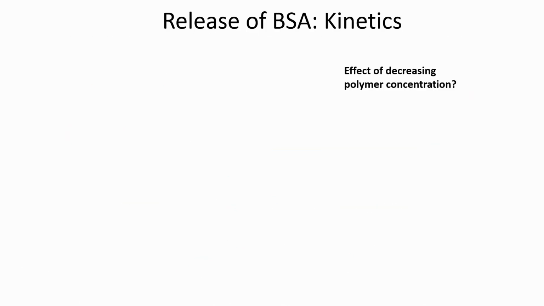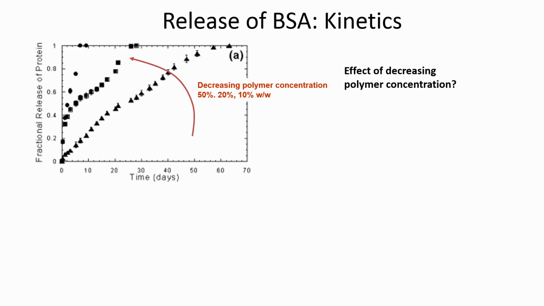So, let us talk about some of the release from this. This is actual data from some papers. What they did is, you can see they got a certain release over a certain time. This is the release of the protein that was encapsulated, on the basis of time. As you are decreasing the polymer concentration from 50% to 20% to 10%, the release is increasing, right. So, let us say this is 50%, this is 20%, and this is 10%.